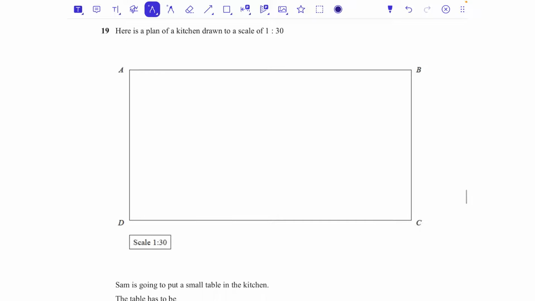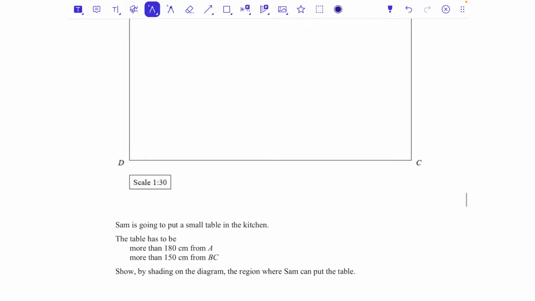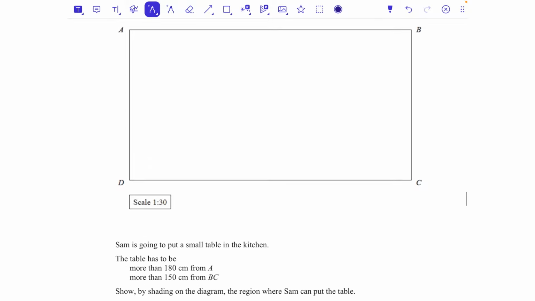Question number 19. Here is a plan of a kitchen drawn to a scale of 1 to 30. So this means that real life is 30 times bigger than our drawing. So real life is 30 times bigger. Sam is going to put a small table in the kitchen. The table has to be more than 180 centimetres from A and more than 150 centimetres from BC. Show by shading on the diagram the region where Sam can put the table.